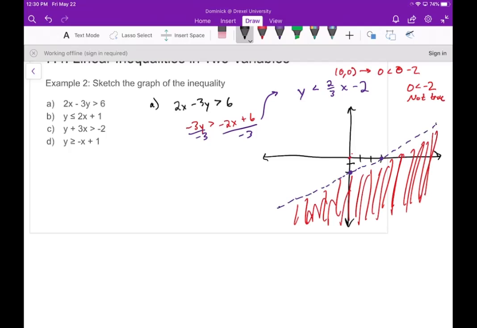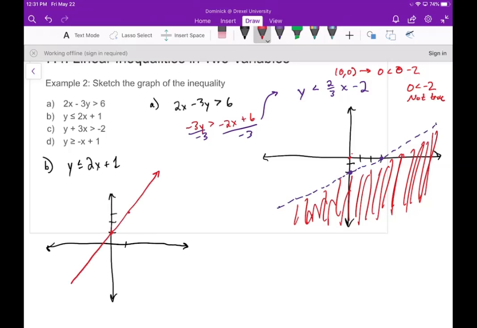Okay. In part B, we already are given slope-intercept form, so that's nice. So if we plot this, I have a y-intercept of 1, so I'm going to put a point here, and then I'm going to go up 2 and over 1. We have a solid line since we include the equals, so there's the first part. Okay, if we test 0, 0, we're going to have that 0 is less than or equal to 1. And this is true. So since 0, 0 is here, I want to shade this part.